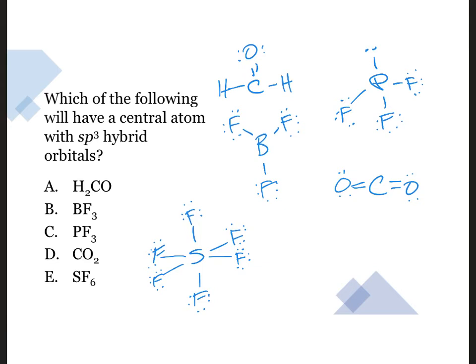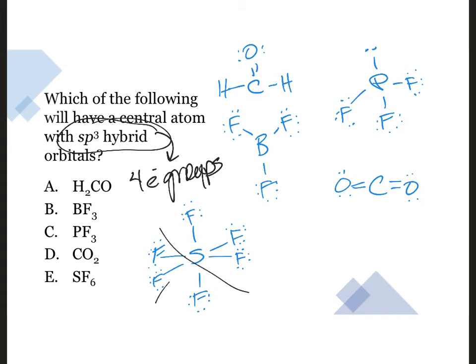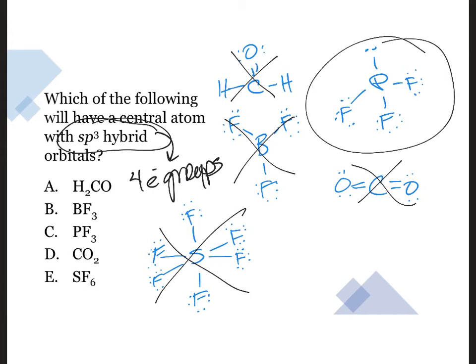All right, now that I've got each of these Lewis structures drawn out, we know that an sp3 hybrid means that we've got something that's trying to fit 4 electron groups around that middle atom. So SF6, 6 groups, nope. BF3 with 3 groups, nope. H2CO with 3 groups, nope. Carbon dioxide with 2 groups, nope. That leaves us with PF3 with 4 electron groups, which would require that sp3 hybridization.